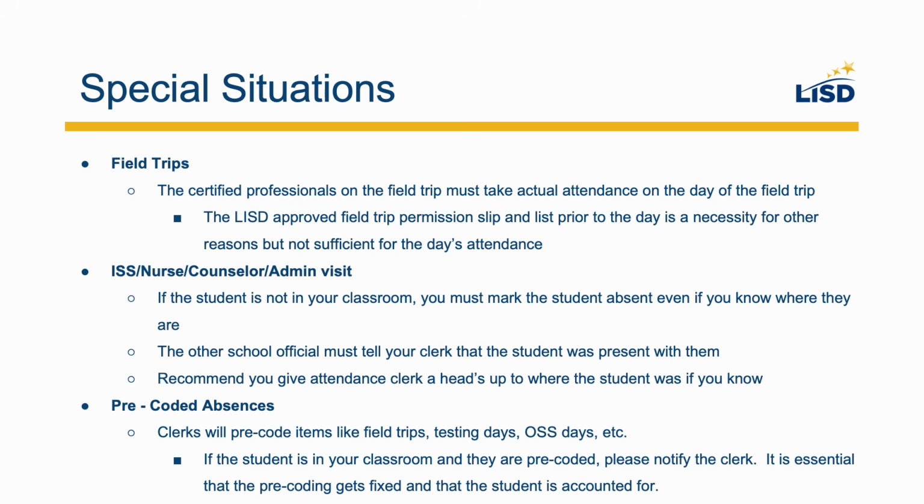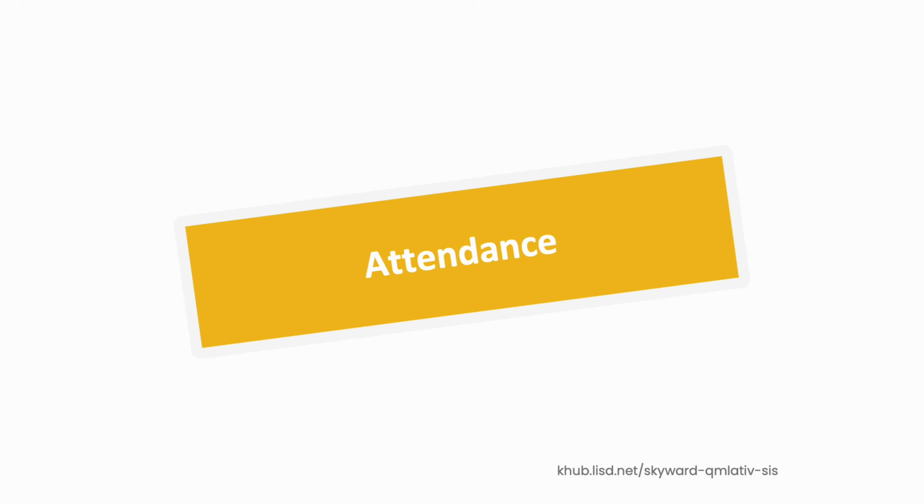This year, certain types of large-scale items that affect attendance may be pre-coded. Examples of these scenarios are field trips, testing days, and an OSS placement. If a student is in your classroom but pre-coded to not be there, please email the clerk and let them know that they are in attendance. The attendance will need to be fixed to reflect the student's physical presence in your classroom rather than the secondary assignment. The next few slides show you the process to take attendance.